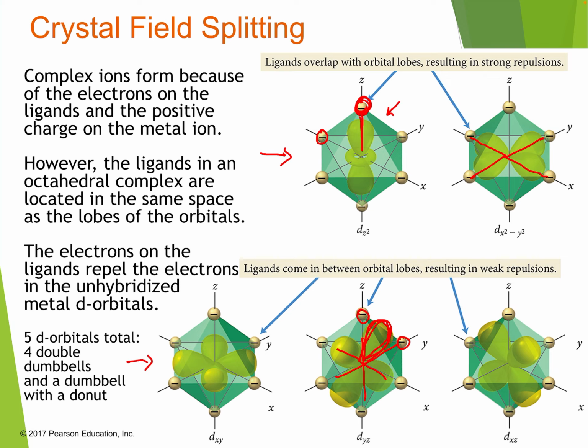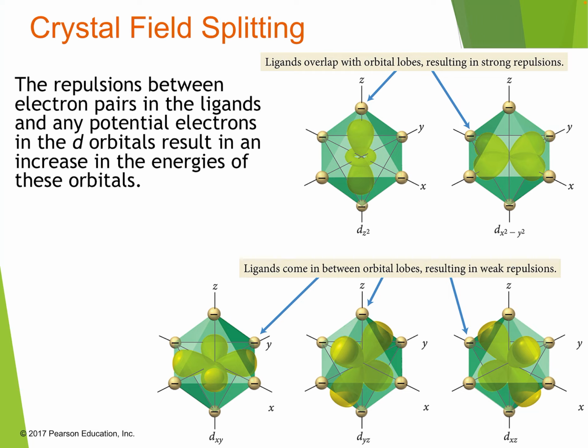Again, we remember this as double dumbbells. We have 4 double dumbbells and a dumbbell with a donut. Like I said, for the ones at the top, any electron pairs that are in those orbitals are going to experience really strong repulsion, and that will increase the energy of those orbitals.